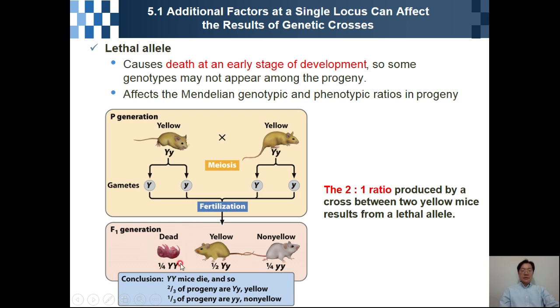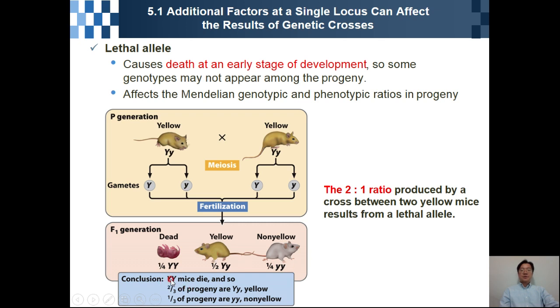But in the large YY case, they have the lethal allele. If they have large YY together, the embryo can die, because the lethal allele causes death at an early stage of development. So we only can see the ratio 2 to 1.